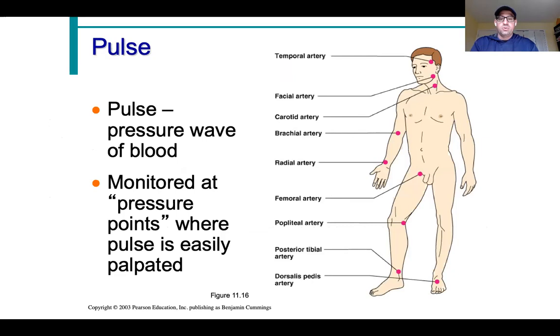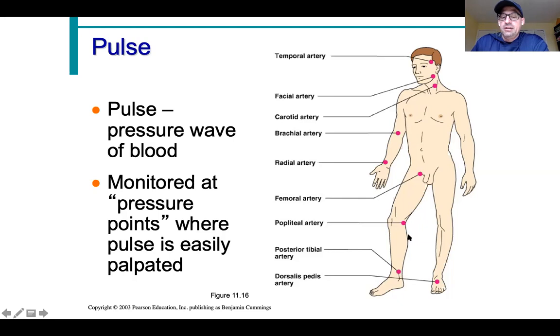That could be your wrist, right? And that's going to be checked in the radial artery. It could be done at the elbow in the brachial artery, the neck, right up here in the carotid artery, or in your facial artery, or in your temporal artery. You'll notice down here, sometimes the pulse will be taken in the foot, or down here in the ankle.